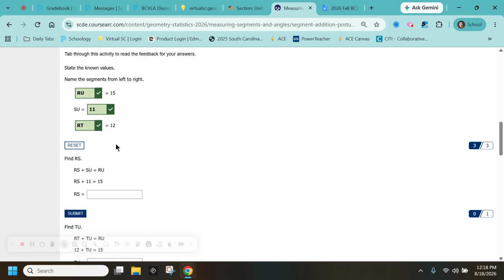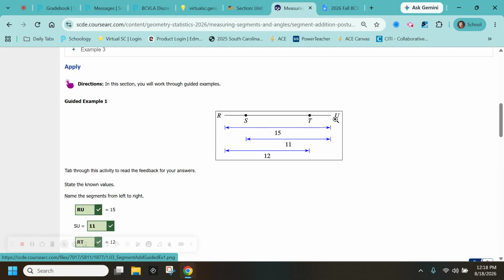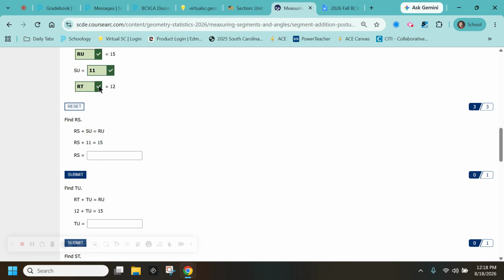So now, anytime I say that RU is equal to 15, wherever I have RU, I can substitute 15 in, and vice versa for all the other ones. So we are finding the length of RS. We know that RS plus SU is equal to the entire thing RU. We know RU is 15, and we know SU is 11. So we can substitute that into our segment addition postulate. So SU becomes 11, RU becomes 15. And then how do we undo something that is added to both sides? We go ahead and subtract it. So RS plus 11, we're going to subtract it from both sides. 15 minus 11 is 4.